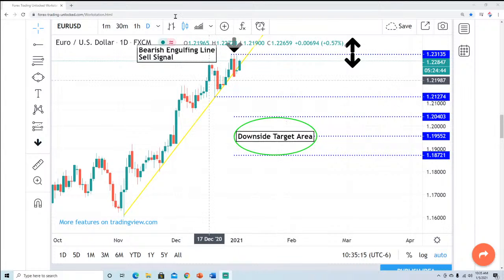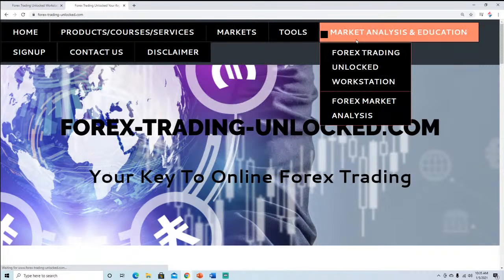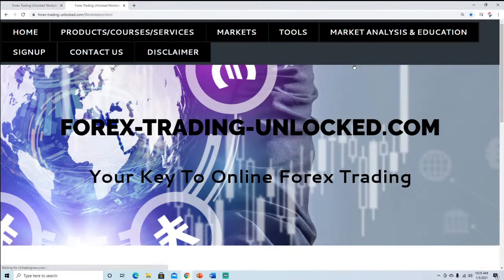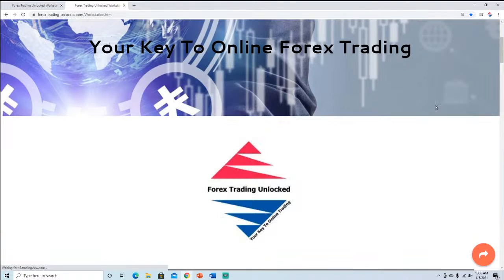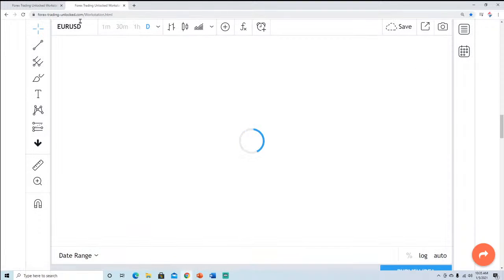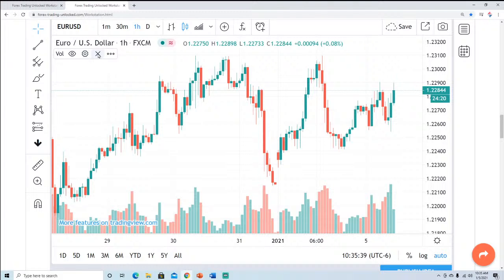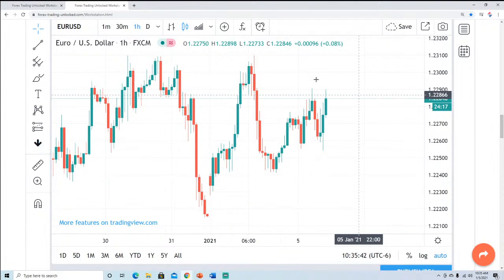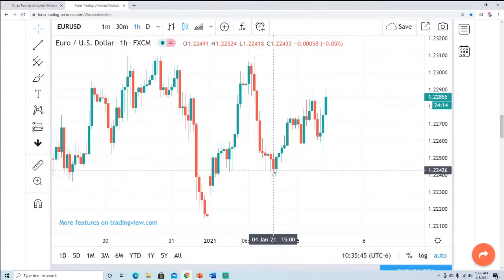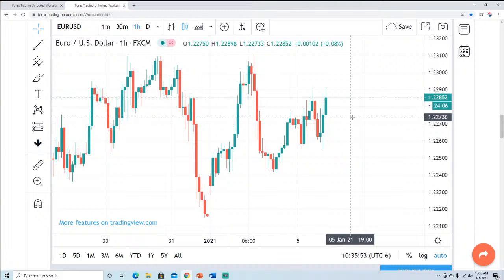In fact, what we're going to do is pull up another forex-trading-unlocked.com website page. At the nav bar, I'm going to pull up the Forex Trading workstation, and we're going to toggle down to this page. And as this chart is loading, we're going to make it an hourly and see what's going on here. So as you can see, the hourly failed to make a new high yesterday. Had a correction back down to here. There's a little gap from Friday that still is there at the bottom of the range from Friday's close.